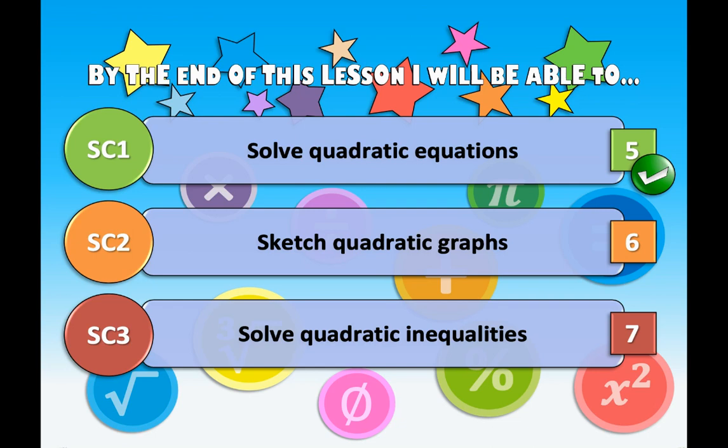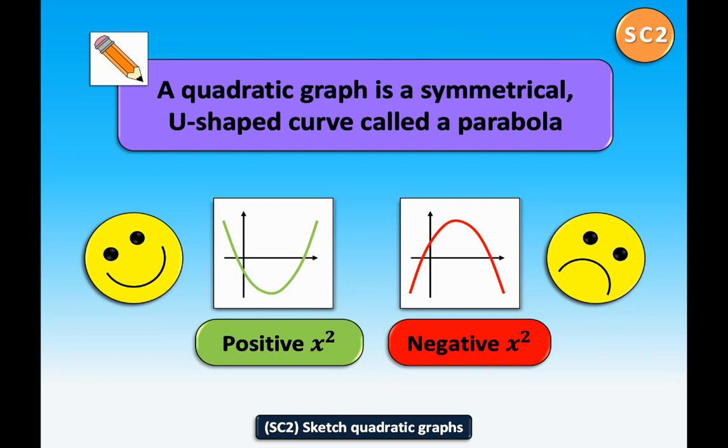So now we're going to move on to number 2, and this is to sketch quadratic graphs. A quadratic graph is a symmetrical U-shaped curve called a parabola. If it's got a positive x squared, then it's a U-shape. And if it's a negative x squared, then it's an upside down U-shape.